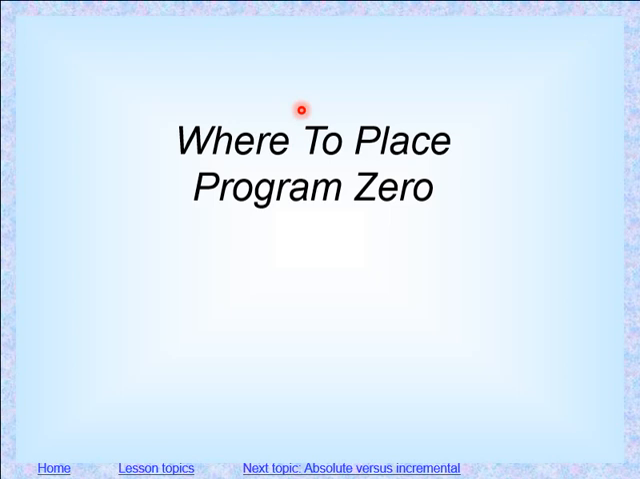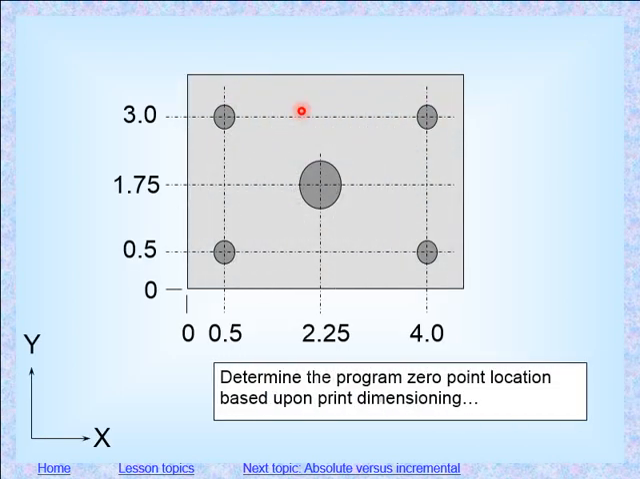We're going to go over reasons why you would do it based on the part print and based on how parts are mounted in a vise. So to start out with, we're going to look at an example part here, and we see that this part is dimensioned off of the lower left-hand corner. If we were going to say, where do I want to make my program 0? We're looking at this as a programmer and not as a setup person. You will have to figure it out through a setup person's eyes later on.